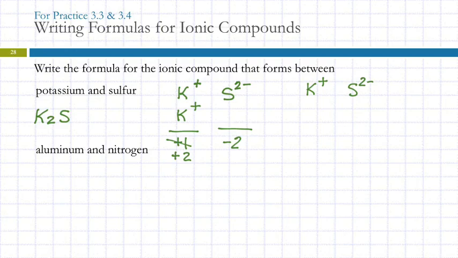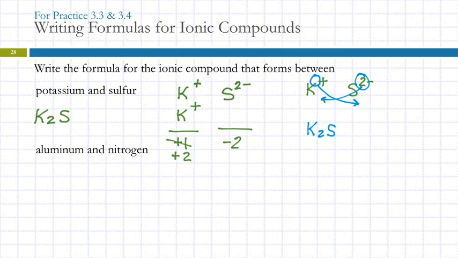I'm going to take the number on that one, and that's going to be the subscript for the other one. And I'm going to take the number on this one, and that's going to be the subscript for the first. Leave the charges up there. So K is going to get a 2 from here, and the sulfur is going to get a blank because there's a blank up there. And that's the formula.